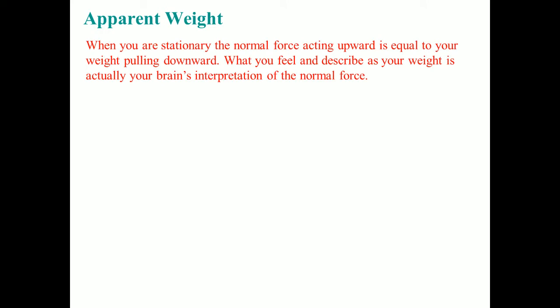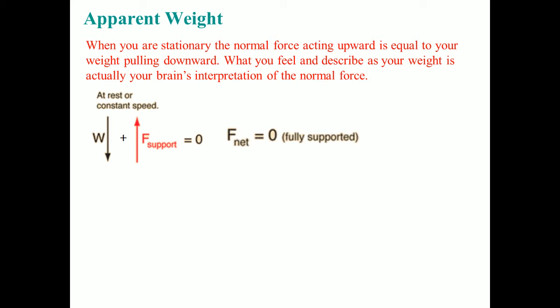Well, when you're stationary, the normal force acting upward is equal to the weight that pulls you downwards. What you're feeling and describing as your weight is actually your brain's interpretation of the normal force. At rest or at constant speed, the weight down is equal to the F support. What I mean by F support is the apparent weight. So we say that F net equals 0, you are fully supported.